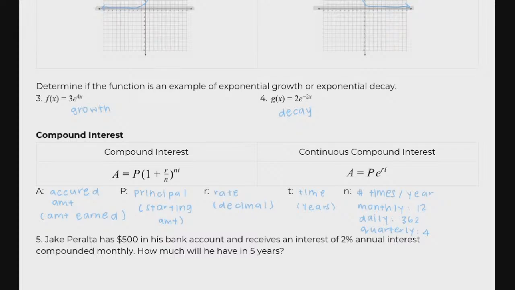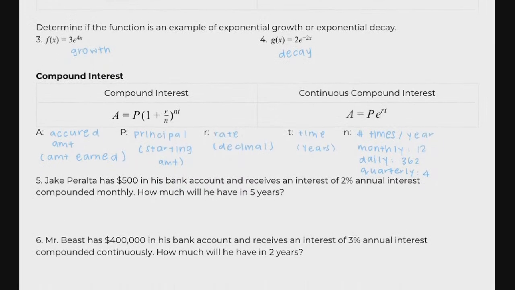And we have 2 equations for compound interest, either regular compound interest or continuous compound interest. It will always say the word continuous if it's using continuous compound interest. So the variables mean A is the accrued amount or the amount that you earn, P is the principal or the starting amount, R is the rate, and again it has to be written as a decimal. T is time, this time it has to be in years, and N is the number of times per year.